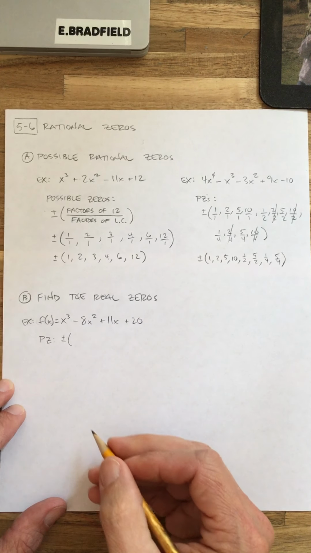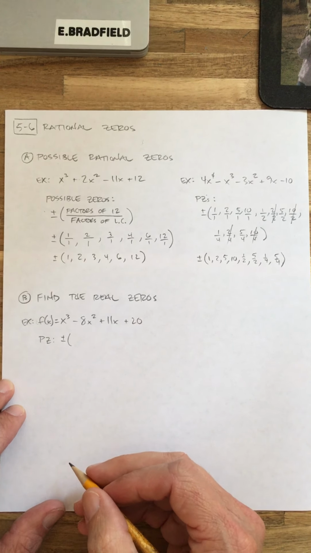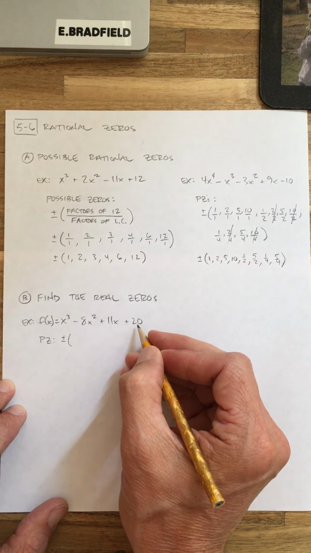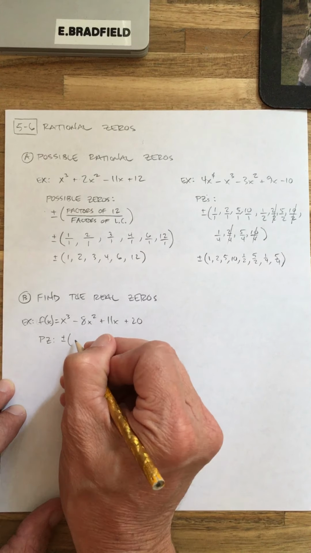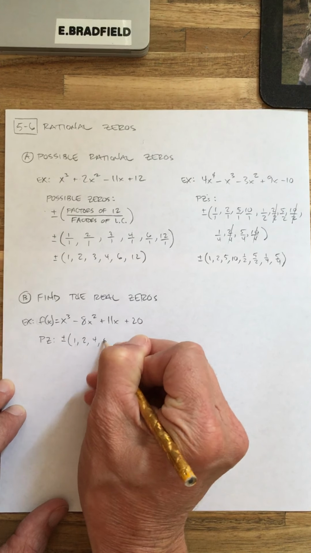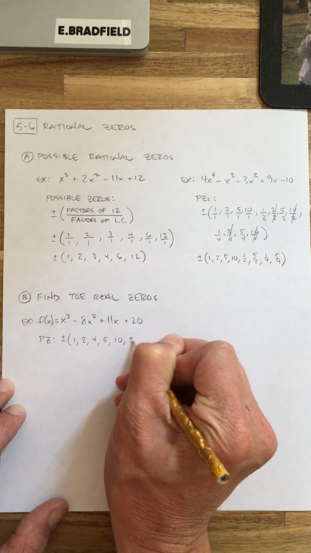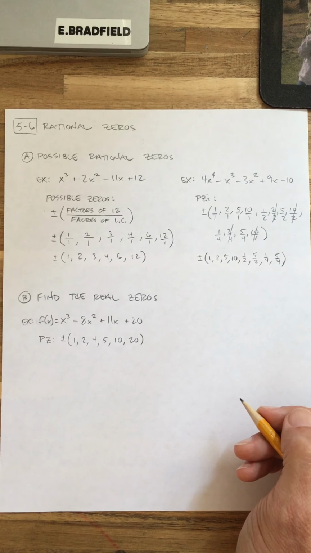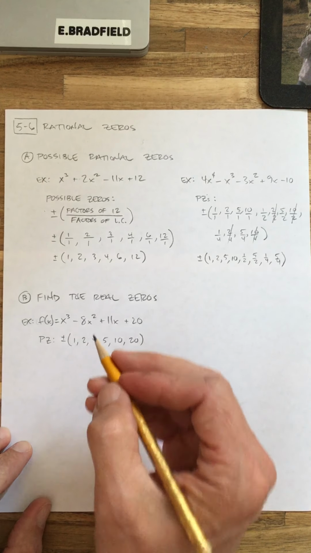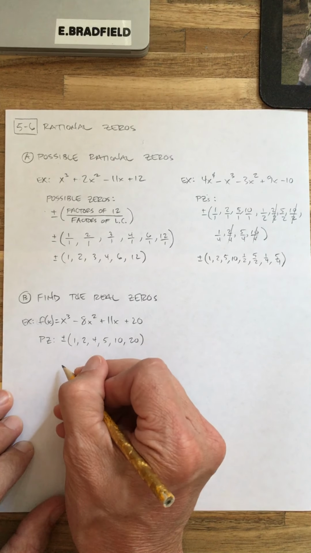So if it's divided by 1, you don't even need to write divided by 1, okay? So just write the factors of 20. Isn't that nice? So the factors of 20 divided by 1 are just going to be 1, 2, 4, 5, 10, and 20. Okay, I don't think I missed anything. So these are your possible zeros. So check it out. Here we go.